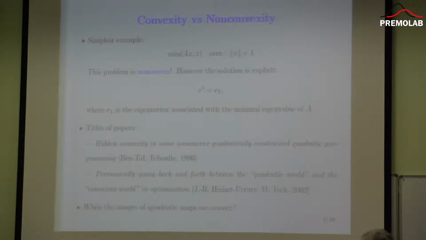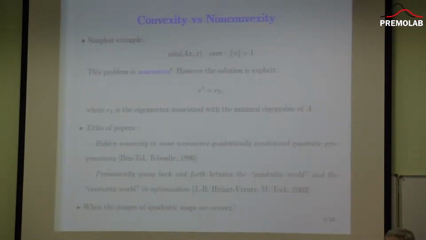Then, this effect that sometimes quadratic terms lead to convexity, not in explicit form but in some hidden form, was understood long ago. For instance, look at the titles of papers like this. They write "hidden convexity", or permanently going back and forth between a quadratic world and a convex world.